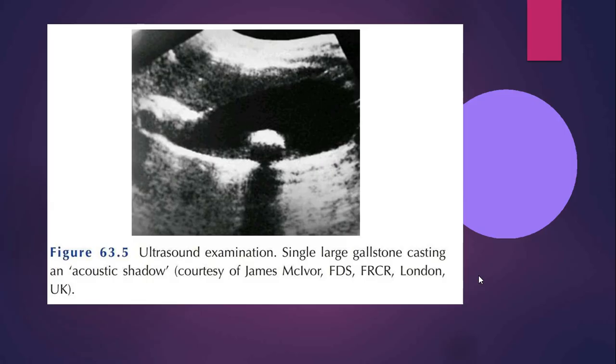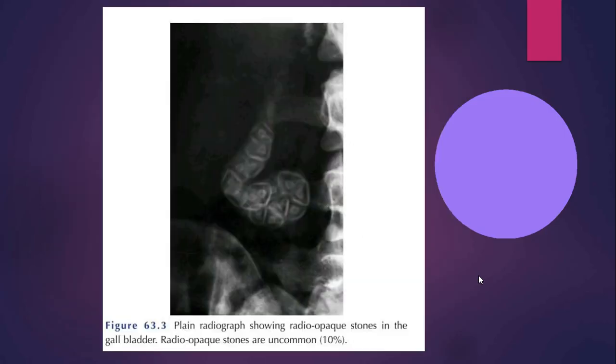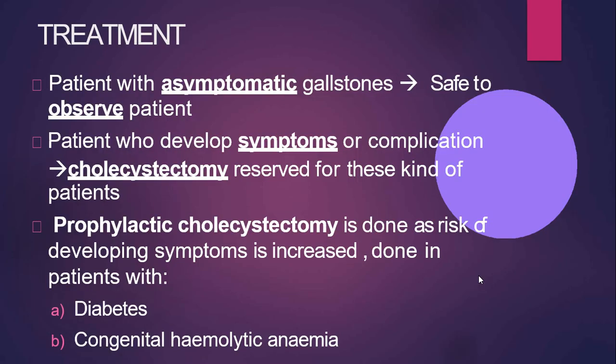Now this is the ultrasound again, a single large stone causing acoustic shadow, and multiple stones. This is the plain X-ray. This is not the ultrasound. Now in this X-ray you can see radio-opaque stones in the gallbladder, and this is only, as I said, in 10 to 20% of cases.